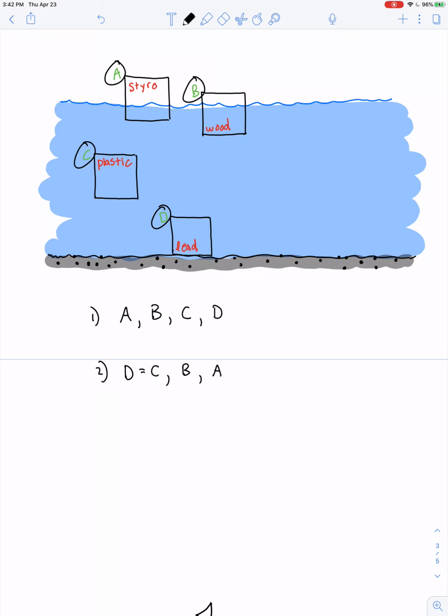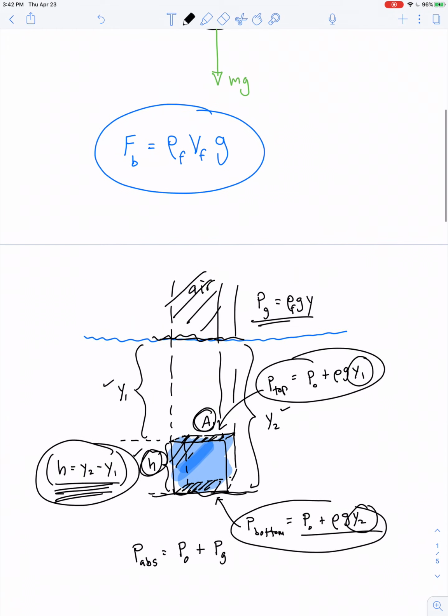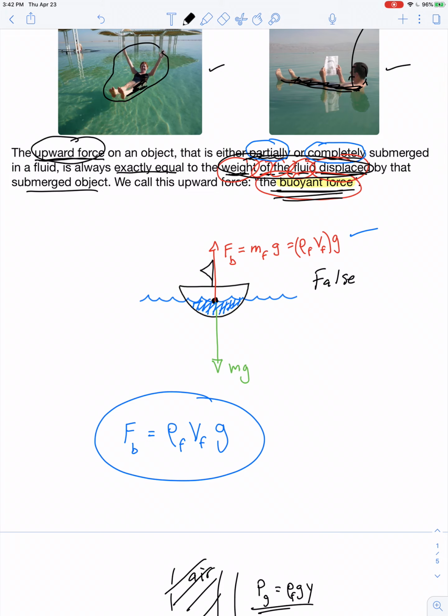Which answer did you come up with? Those who say it's answer number 1 might think of it like this. Well, the styrofoam is floating the most, so to float the highest, it must be feeling the greatest buoyant force. And then the wood doesn't float quite as high, but at least it floats above the water, so it must have the second most buoyant force, and on the logic goes. If you thought that way, you're not taking Archimedes' principle at its word. The buoyant force is equal to the weight of the fluid displaced.